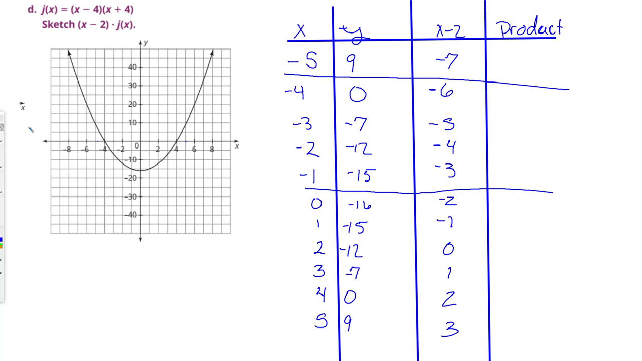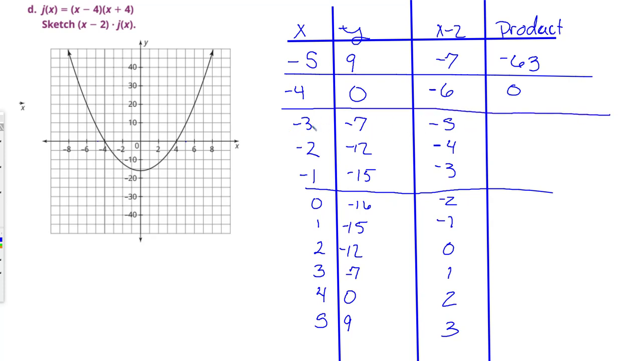We're gonna do the product. 9 times -7. What number is that? -63. So in 5, we're at -63, so that's off our charts. We just realized it's off the charts down here. 0 times -6. -7 times -5. Positive 35. Both negative.